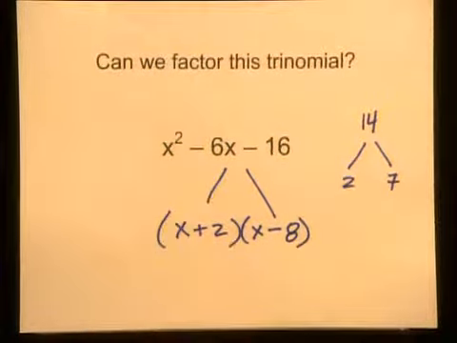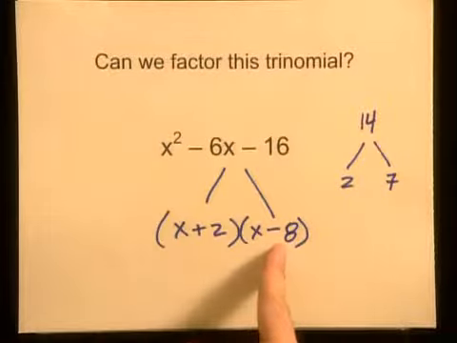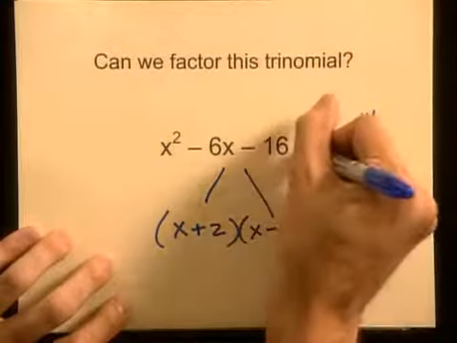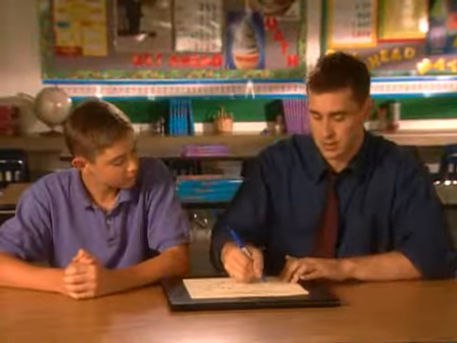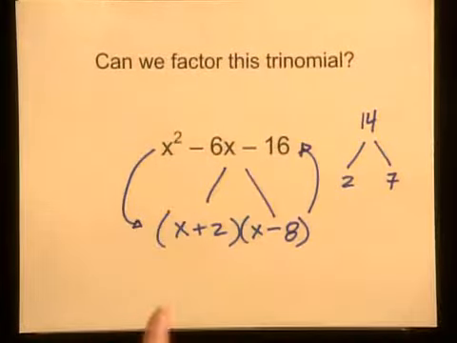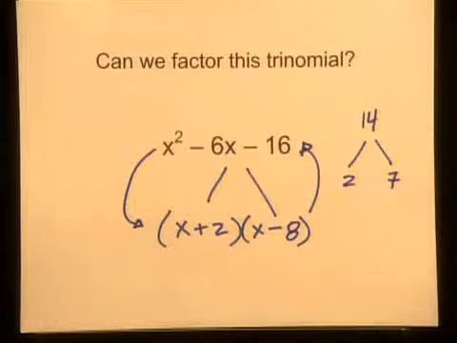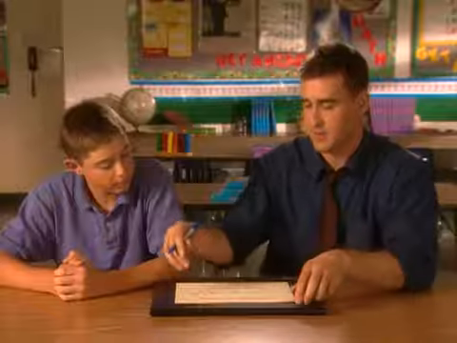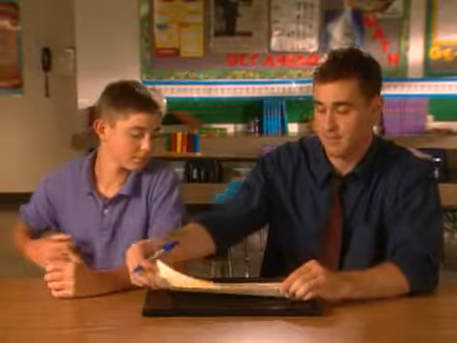In a previous lesson, you learned how to do the FOIL method, how to go from x plus 2 times x minus 8 up to this quadratic trinomial. Well, now we're going to learn how to go backwards. We're going to learn how to factor x squared minus 6x minus 16 into its two binomial factors, x plus 2 times x minus 8. Okay? So let's look at how to do that.